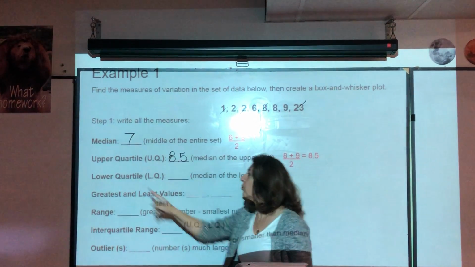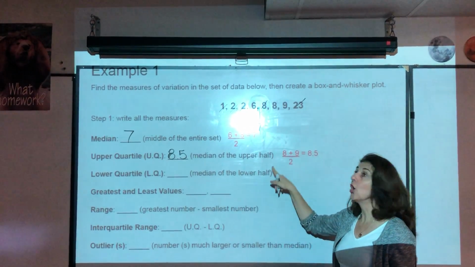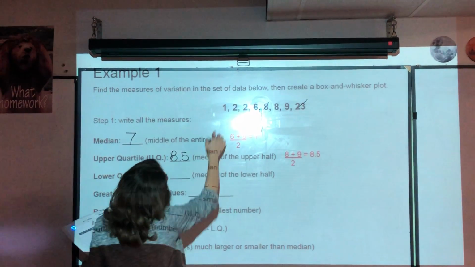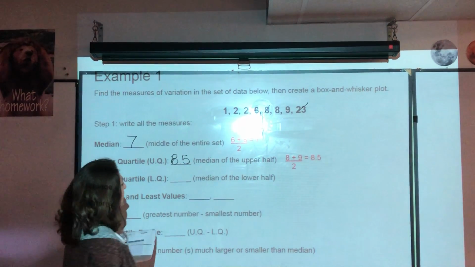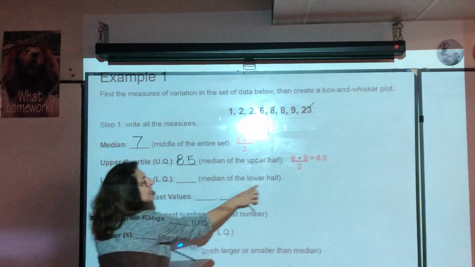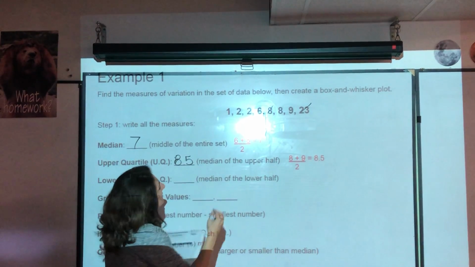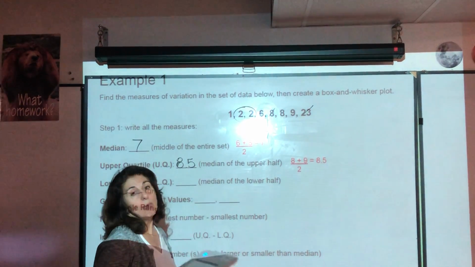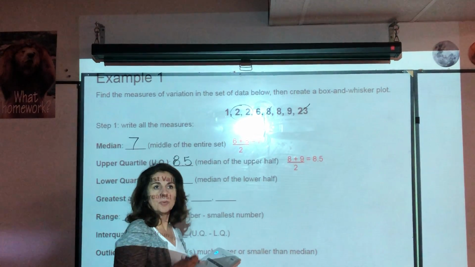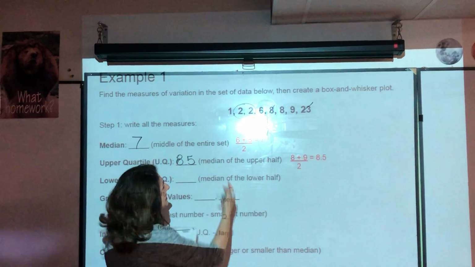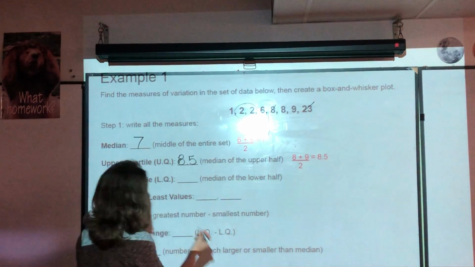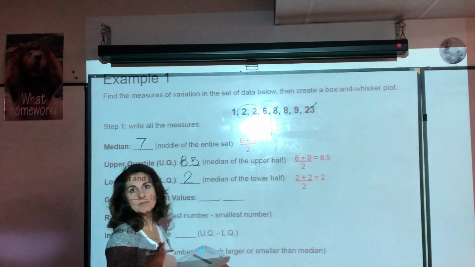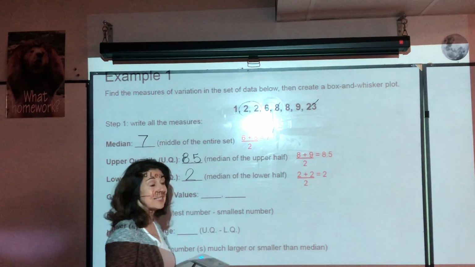What do I do? Lower quartile now. The median of the lower half. So my lower half is right here: 1, 2, 2, and 6. So I have to find the median of this information. I cut these two, I am left with 2 and 2. Well, the correct way would be 2 plus 2, 4, divided by 2, 2. But since they are the same number, I already know that this is going to be 2. But I wrote it down just in case, so you see how it's done.